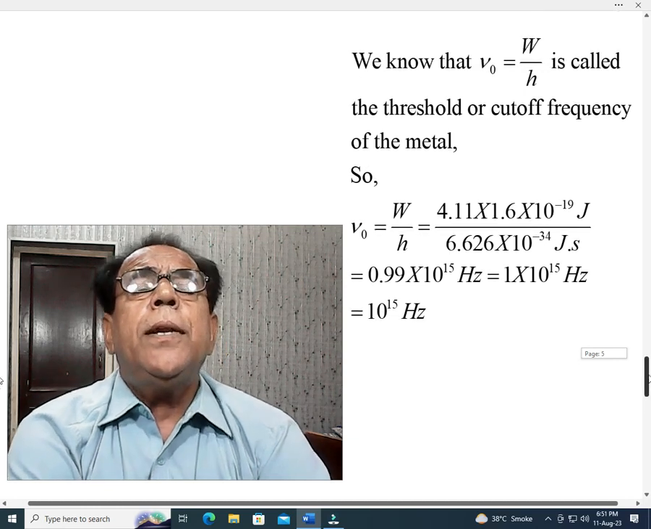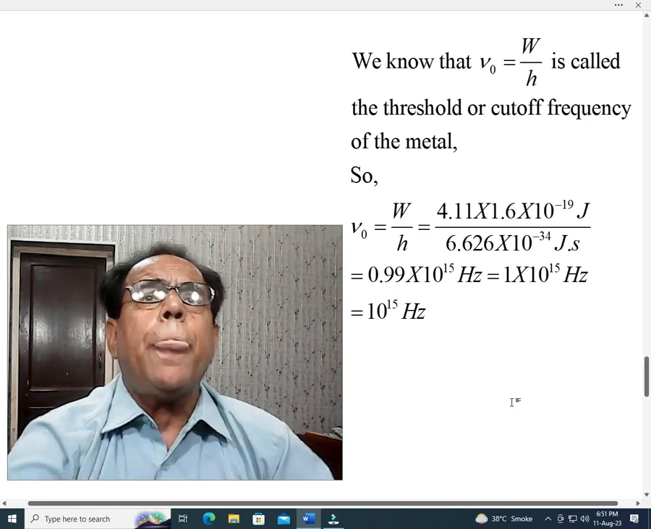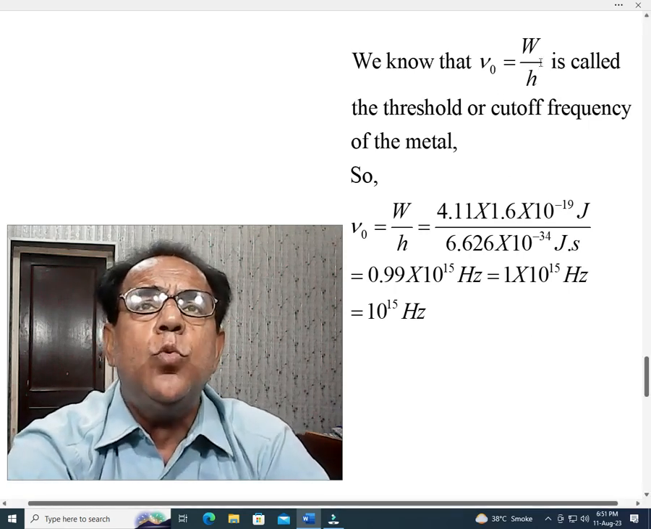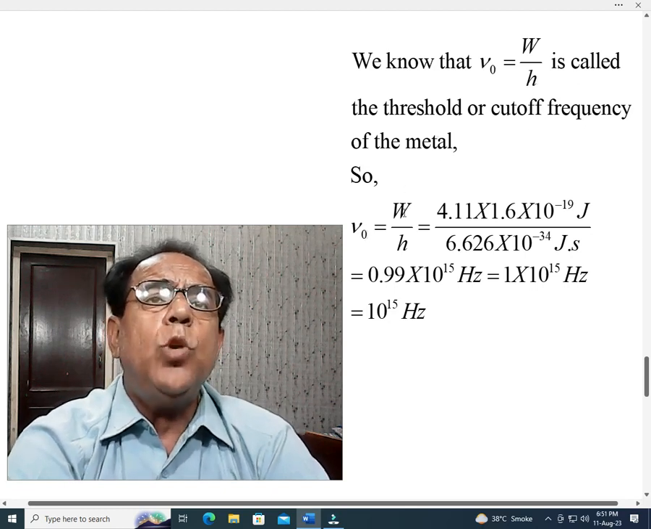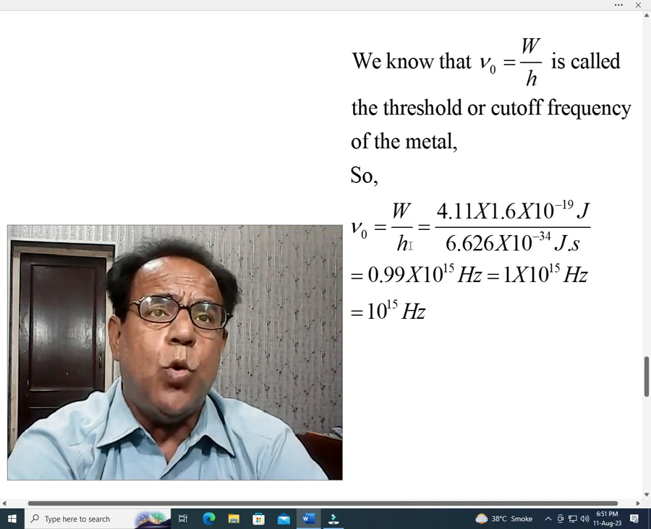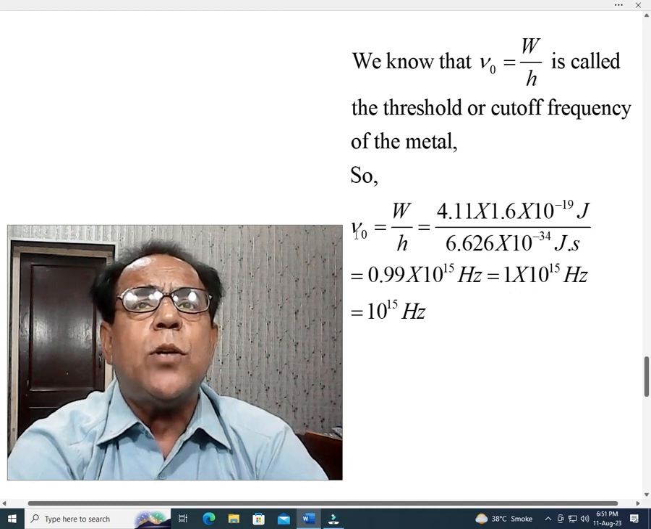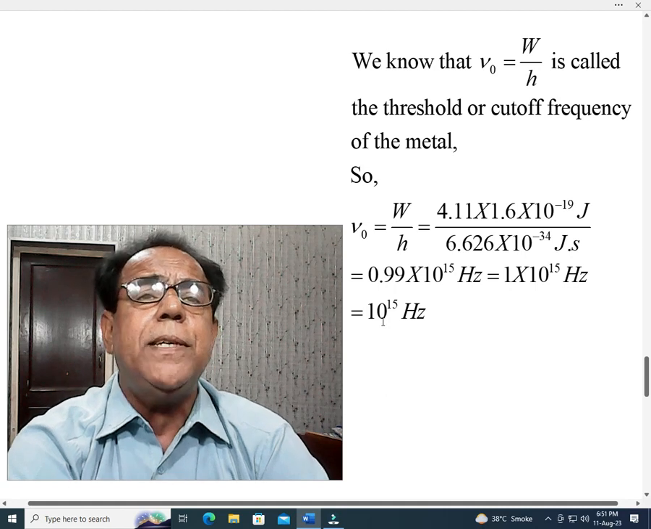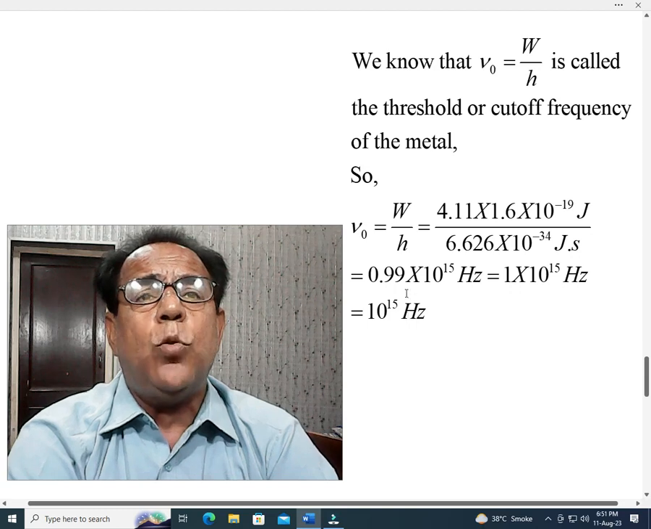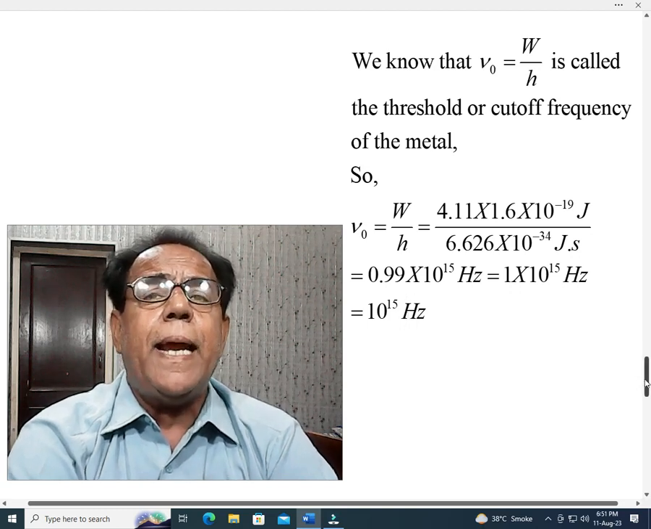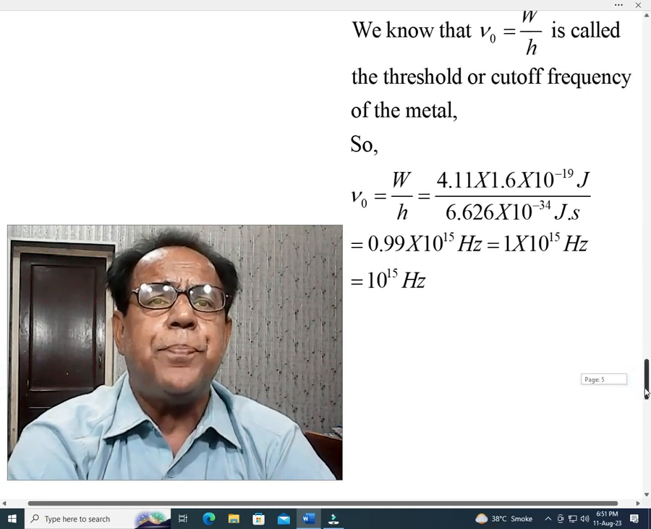Now we come to mu naught, that is the threshold or cutoff frequency. We know that mu naught equal to work function W over H is called the threshold or cutoff frequency of the metal. By putting the values, we get the value of mu naught, the cutoff or threshold frequency, becoming equal to 10 raised to the power 15 hertz. Dear students, hertz means 1 over second. Hertz and second are reciprocals of each other.